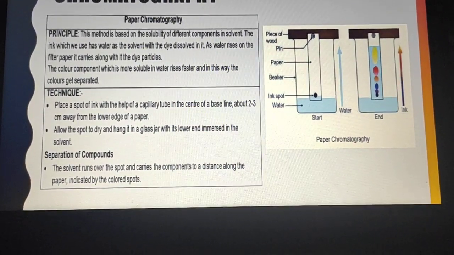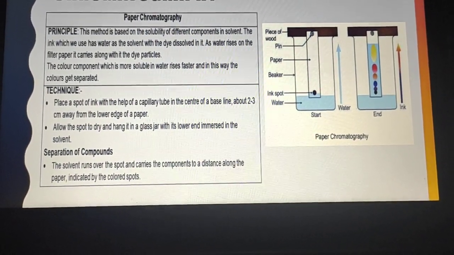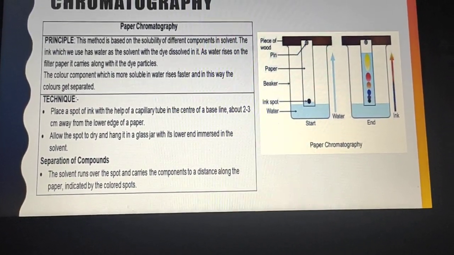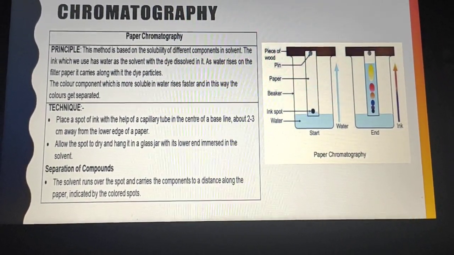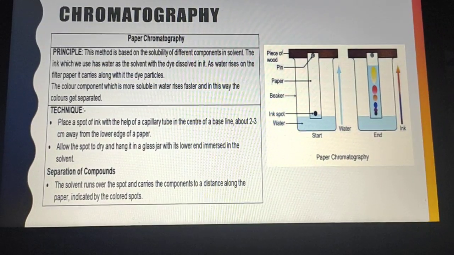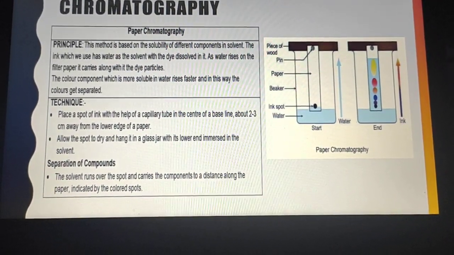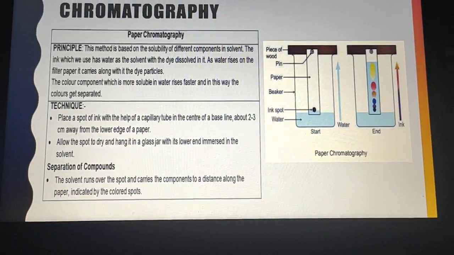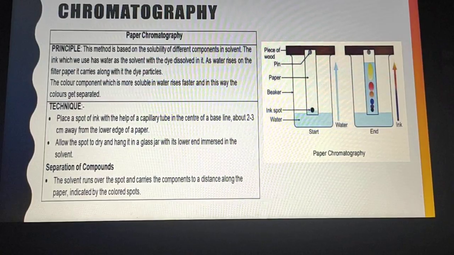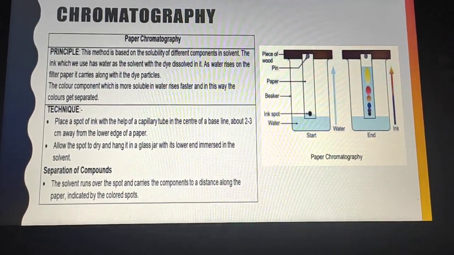The technique is to place a spot of ink with the help of a capillary tube, and this can only be done with a capillary tube. A capillary tube is a thin hollow tube with the help of which we can put the spot at the center. The baseline can be about 2 to 3 centimeters; we are doing it with 1 centimeter. Allow the spot to dry and hang the paper in the glass jar with its lower end immersed in the solvent.